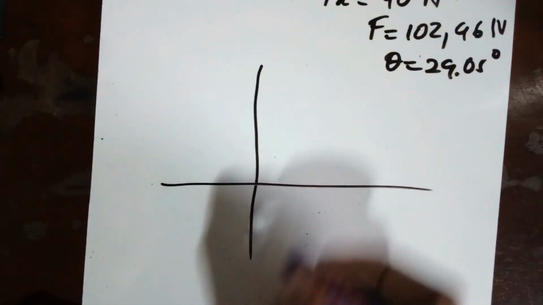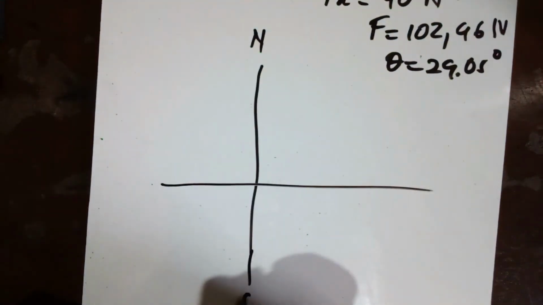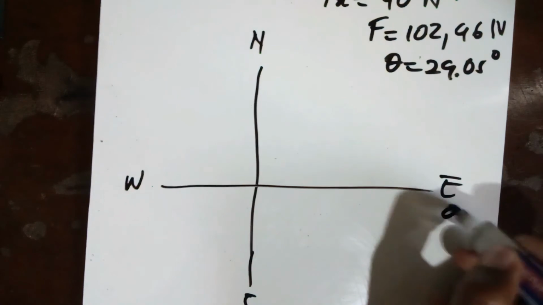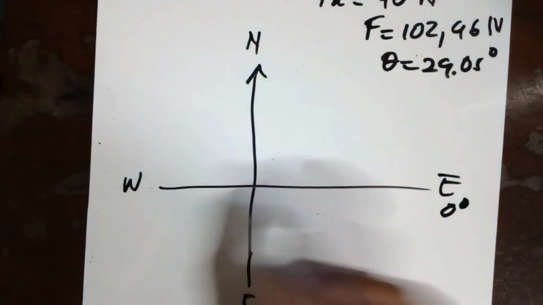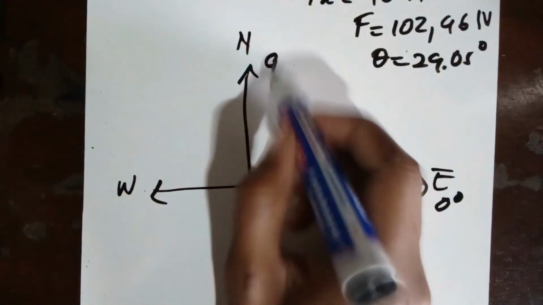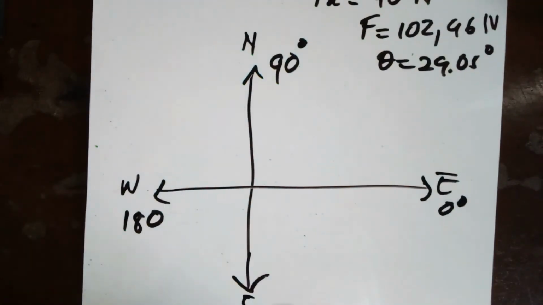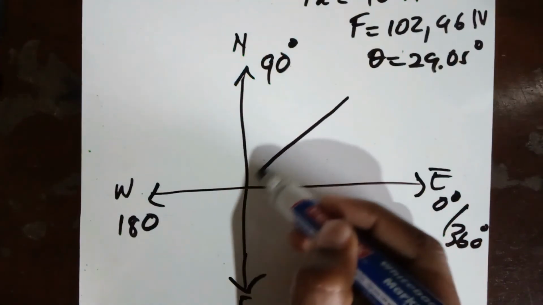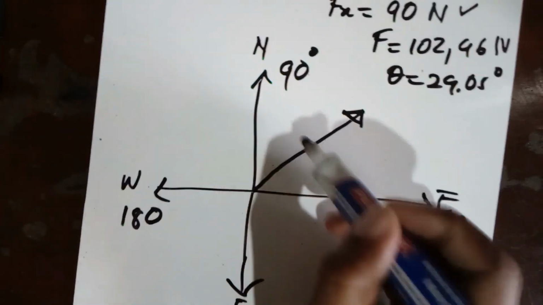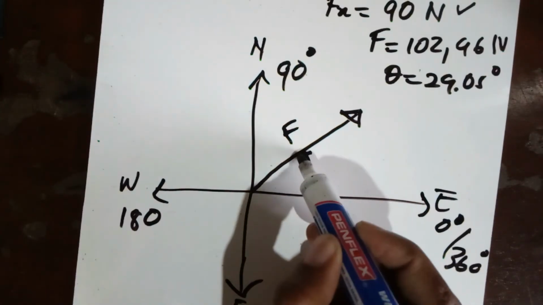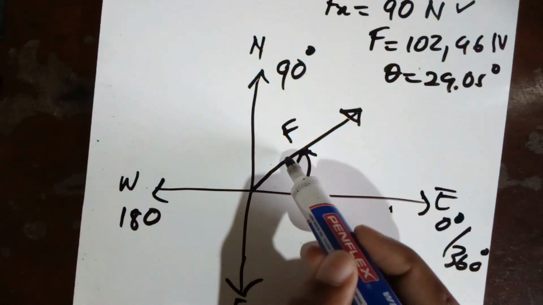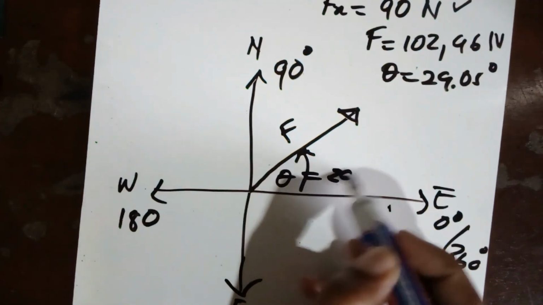When we report these answers, I want to draw a Cartesian plane, and I'll say this is north, south, this is east, and that is west. Maybe this is 0 degrees, and then we go in the anti-clockwise direction. This would be 90 degrees, then 180 and 270, and this might be 360 degrees. Then you see that the diagonal vector F was actually here, and from the x-axis to the vector it made the angle theta, which we found to be 29.05.